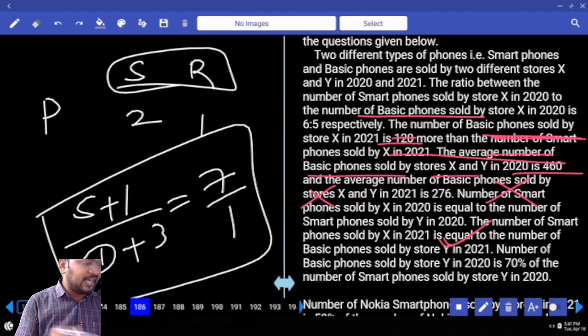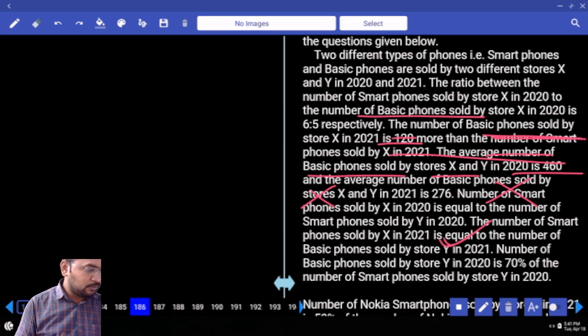See here, questions 185 to 189, the caselet is there now. 185 to 189, caselet is there.